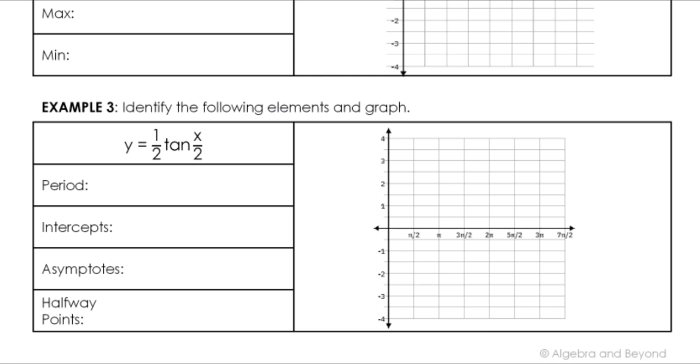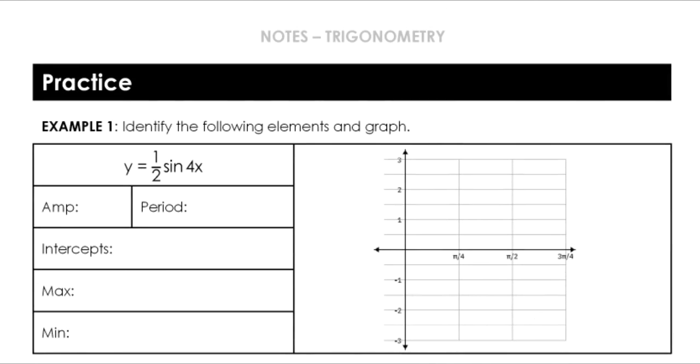All right, we are going to jump into graphing some of these functions. So we're basically going to do one of each type of function. So in this first example, we have 1/2 sine of 4x. So remember, that means that a is 1/2 and b is 4. So that will help me figure some things out.